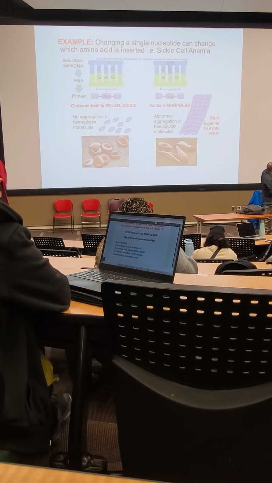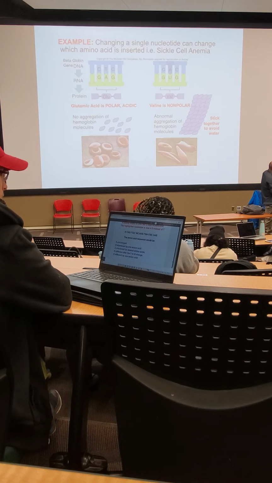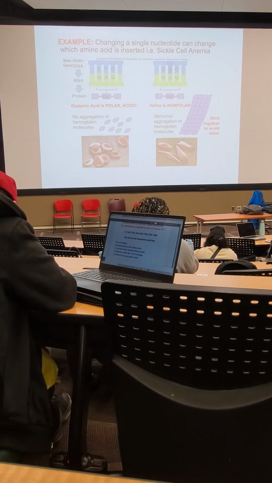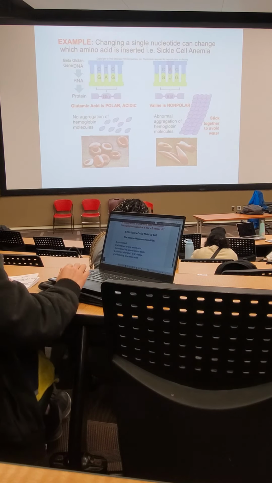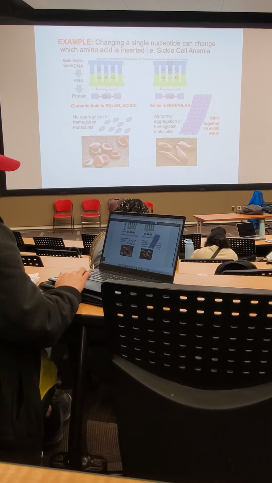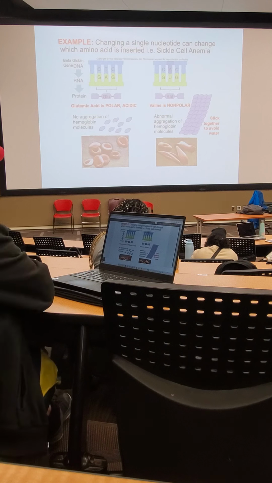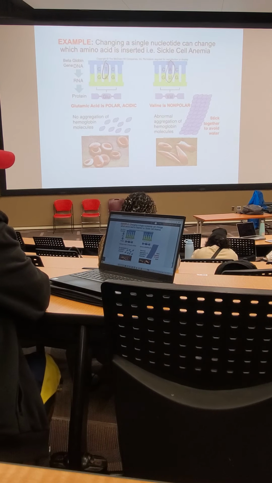So you see the first codon on the left-hand side, that's for glutamic acid. Glutamic acid is polar and acidic, right? So it'll be in certain parts of the three-dimensional shape of the protein. If you have a single change here, so we went from GAG to GUG, so this is the mutation that we care about. Now you get valine, which is non-polar. Non-polar is another term for hydrophobic, right?